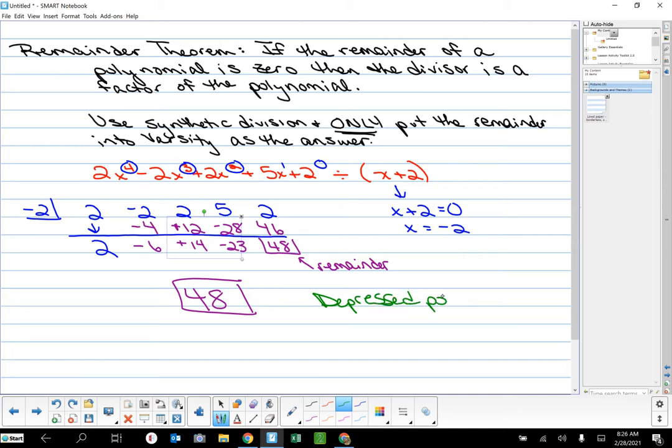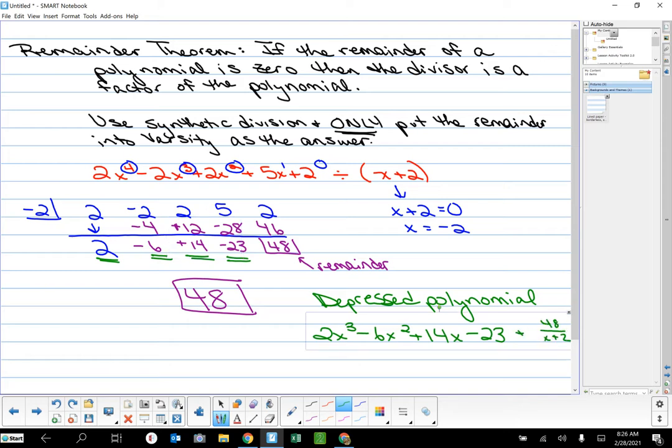If you had to write it, this is from the last section. Take these, make sure you don't have a GCF, and you don't with this one being odd. You drop an x off, right? So you'd have 2x cubed minus 6x squared plus 14x minus 23, and then plus 48 over x plus 2 if you have a remainder, right? That's what your depressed polynomial would look like. However, that's not the question here. It is, what is the remainder if you use the remainder theorem? And it is just 48. Okay, so that's all that's happening.